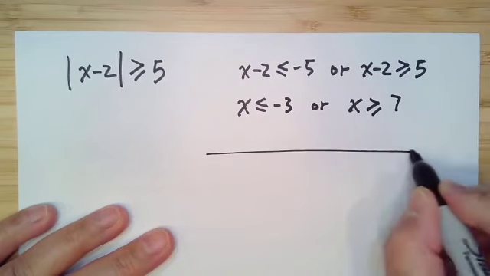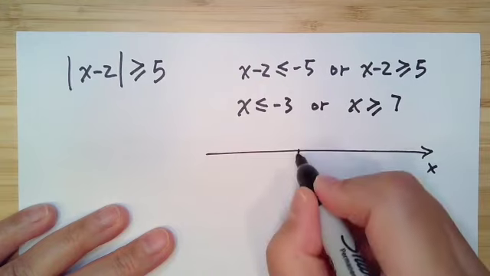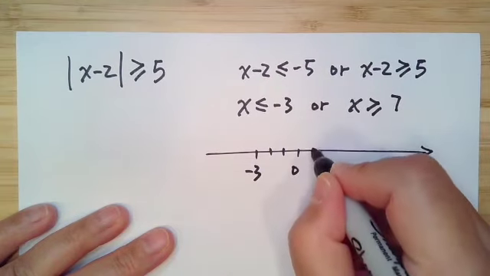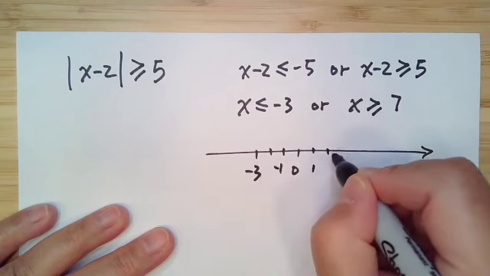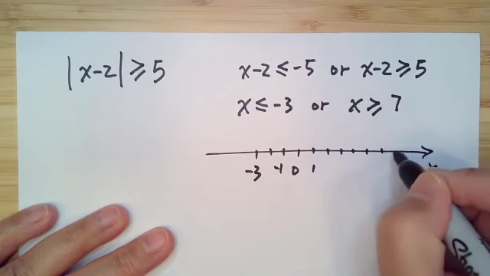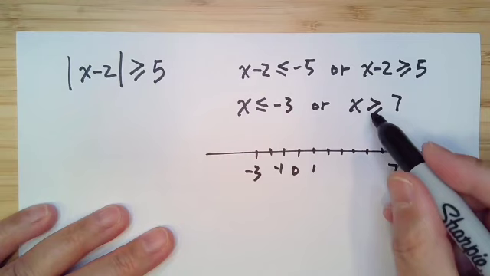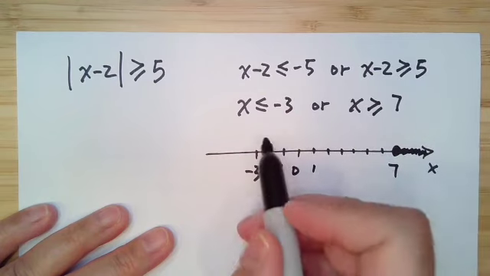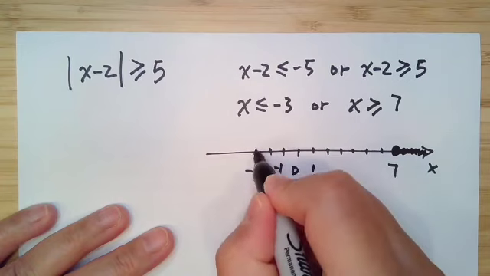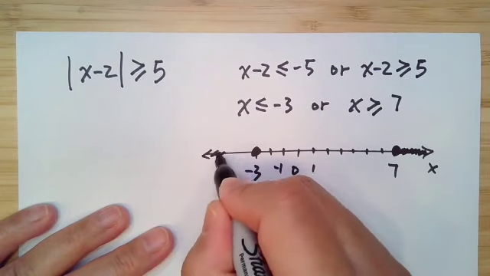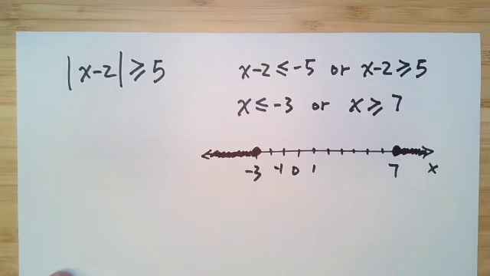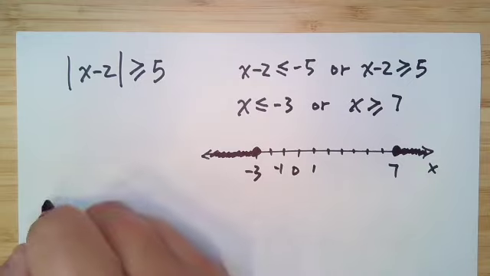And when you graph that, it's going to be 0, and then 1, 2, 3. Here's -3. Here's a 1, -1, 2, 3, 4, 5, 6, 7. Greater than or equal to 7 is a solid point, and then to the right. Less than or equal to -3 is a solid point, and then to the left. Okay, so this is another one. Let's do just one more, and then I think we're going to be okay.